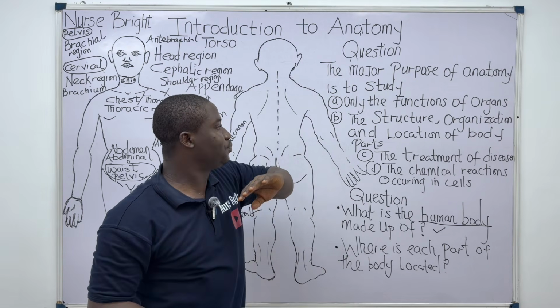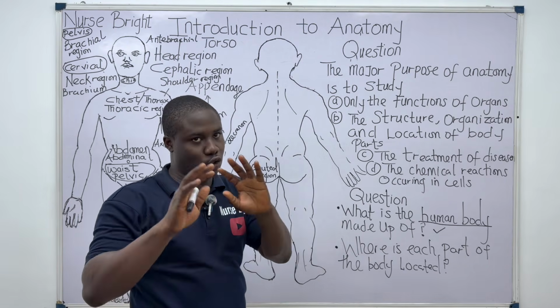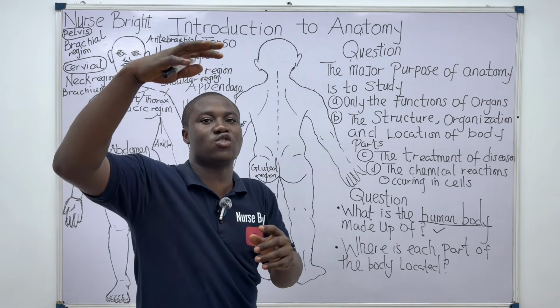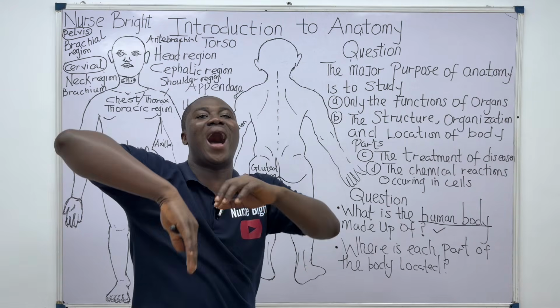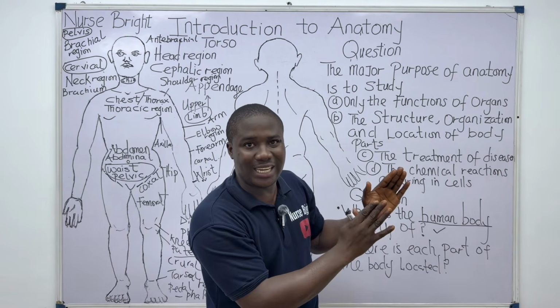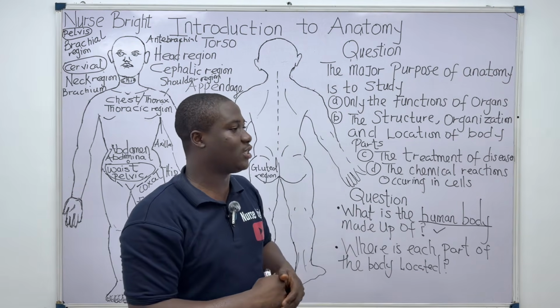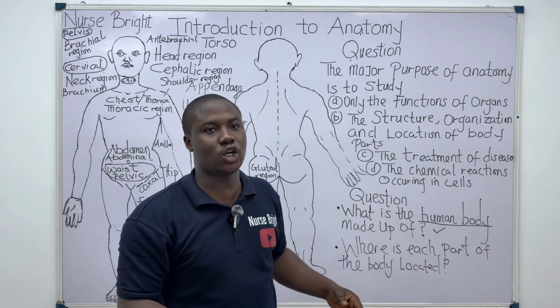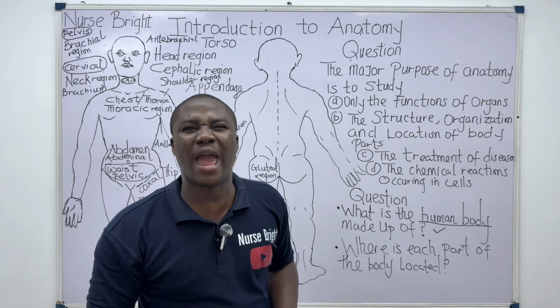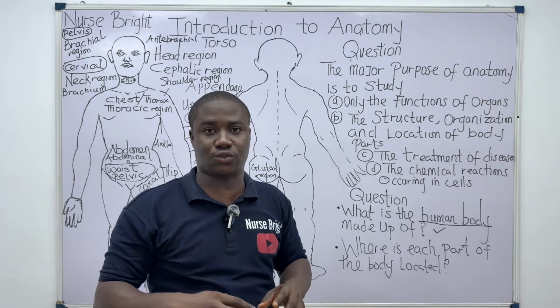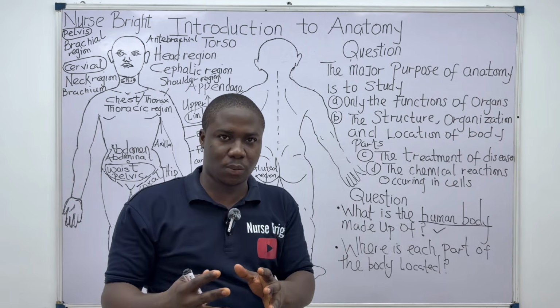Option C says the treatment of disease. Though anatomy is very important in the treatment of disease, that's not the major purpose. Though at the end it's still very essential. But what we majorly study in anatomy, provide the answer in the comment section. Does anatomy deal with the study of chemical reactions? No, that's biochemistry. Reactions that occur in cells deal with biochemistry. I'm going to talk about that in subsequent classes.